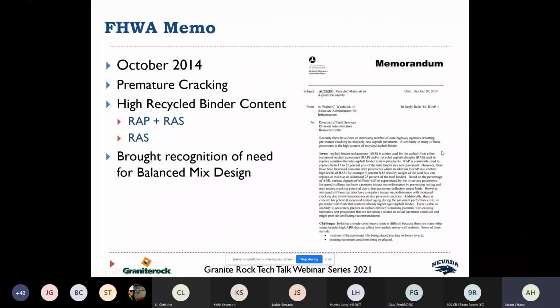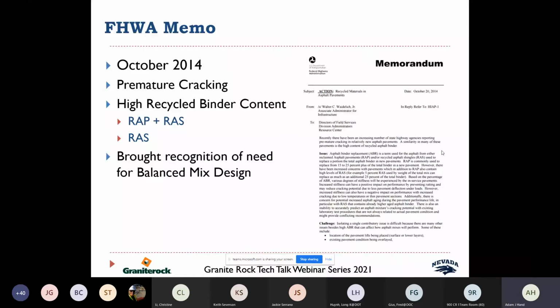Now, I'm sort of trying to do a look back in time. So I said in 2008, 2009 we saw a big uptick. Well, in 2014, the FHWA issued a memo on high RAP mixes, and it wasn't high RAP, it was high RAM, which is RAP or RAS, high recycled asphalt materials. And it basically gave some warnings about premature cracking or durability issues with high RAM mixes, especially with RAS mixes. And it brought to our attention the need to look beyond volumetrics in the mix design and how we could use performance tests to make sure that we were going to get good products. And the balanced mix design was a product of that.